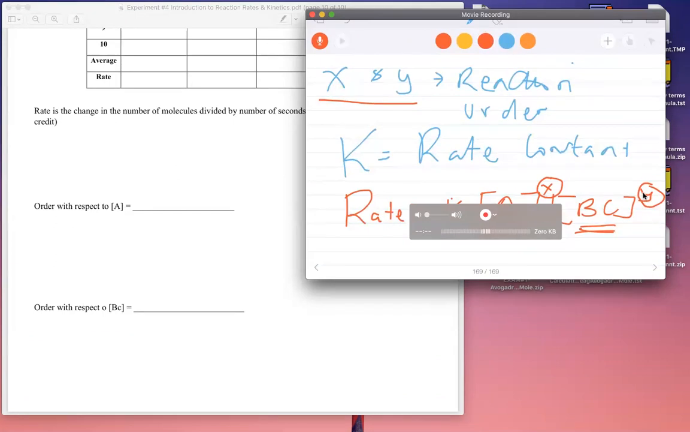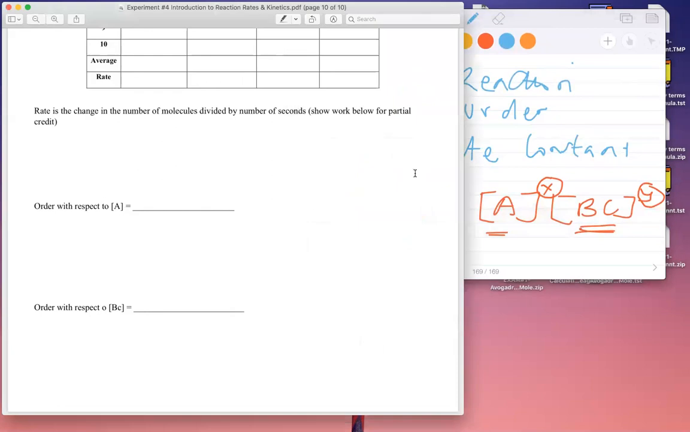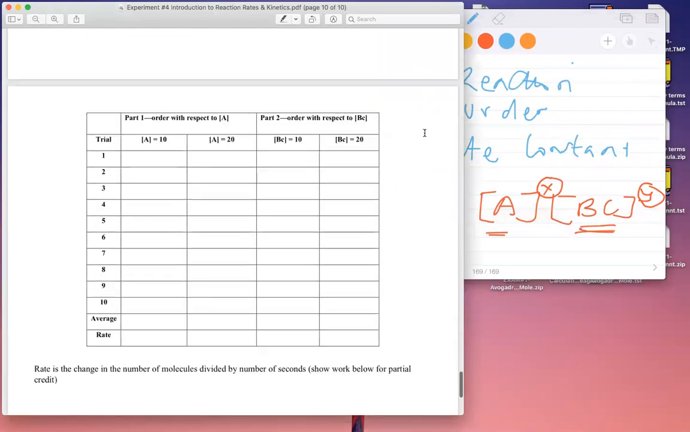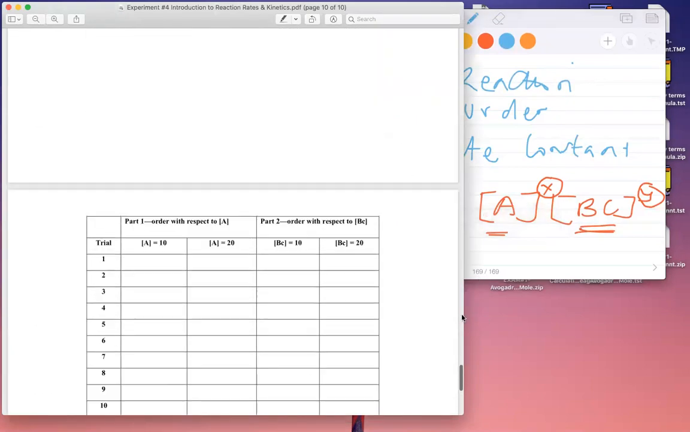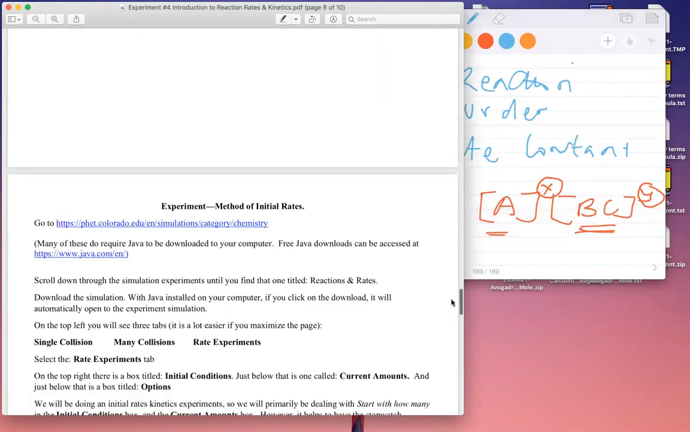So how do you use the method of initial rate? From the word initial, that means at the beginning. You measure the rate of reaction initially. And I was about to get done with an example I was using to show how the method of initial rate is used in determining the rate orders.